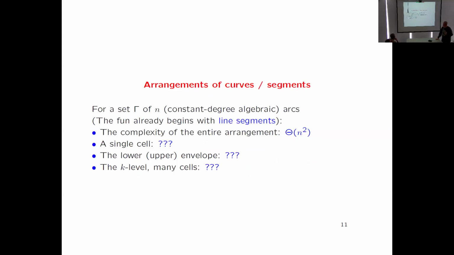Okay, now, but the interesting thing is that we don't have an arrangement of lines, but an arrangement of curves, so arcs, and the simplest example would be an arrangement of line segments. All hell breaks loose there already, and it just gets more complicated as you look at more general things. The complexity of the entire arrangement is still quadratic. That's not very interesting, but what is the complexity of a single cell, of the lower or upper envelope? Not to mention K levels and many cells, which are even harder.